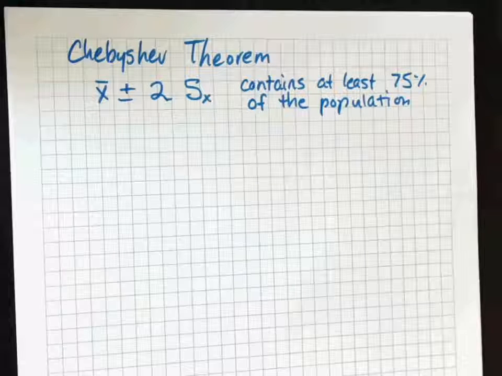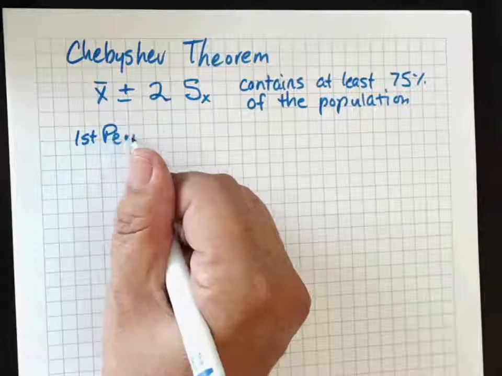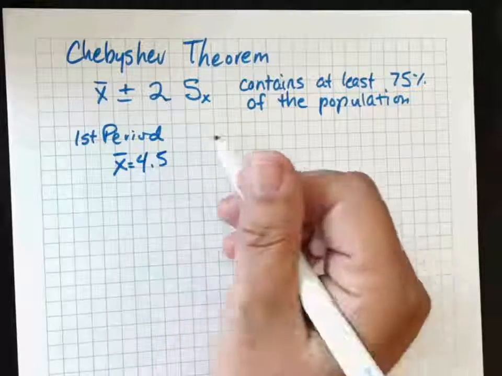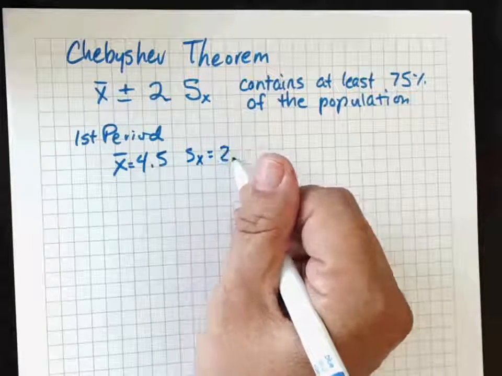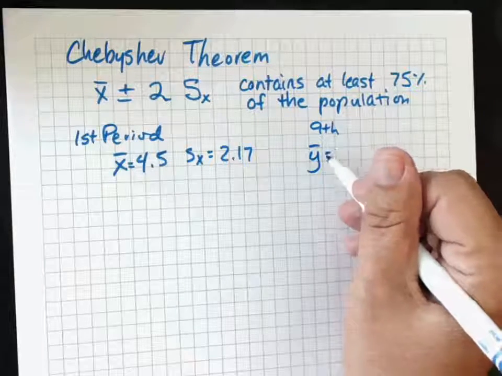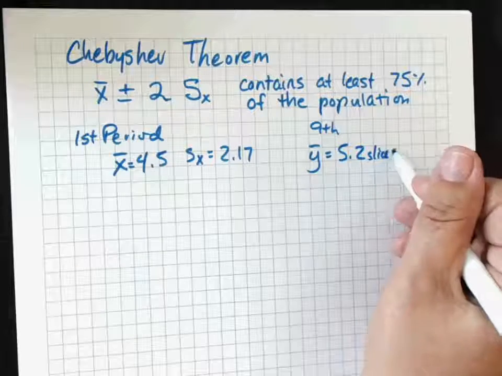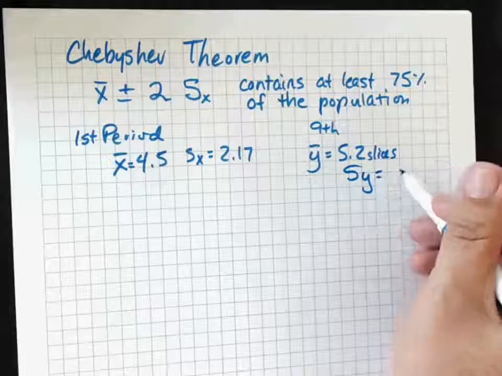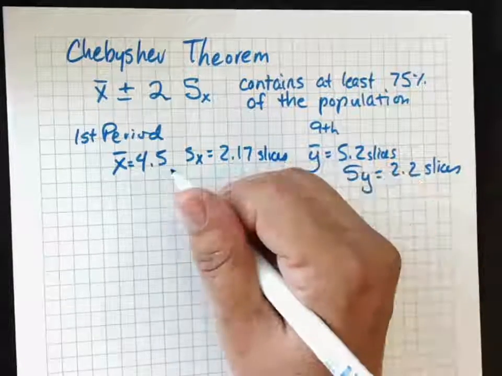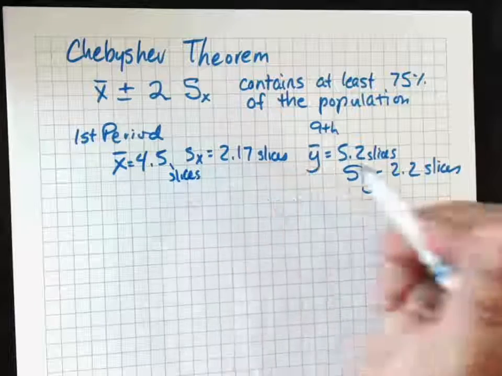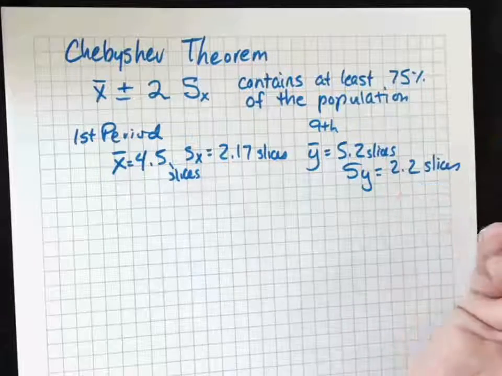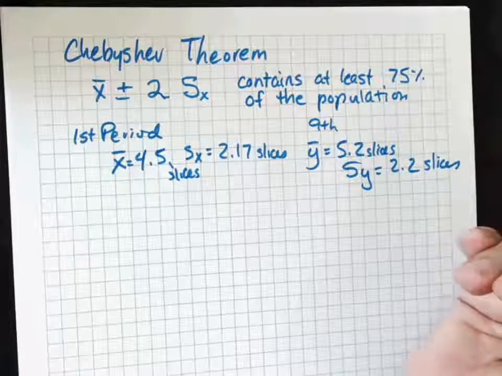So let me look at my first period's eating habits. We remember they ate an average of 4.5 slices of pizza, and their standard deviation was 2.17 slices. For my imaginary 9th period, these guys ate 5.2 slices. I really should put units. And the standard deviation is 2.2 slices. Where Chebyshev's theorem comes into play is to predict the range of slices someone might eat.